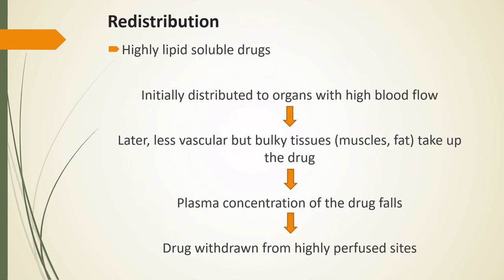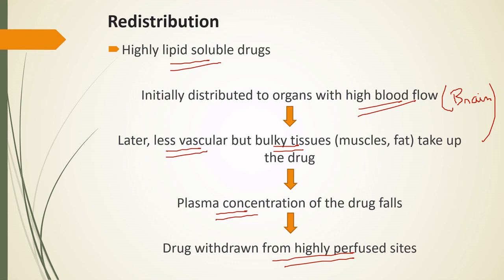Let us now understand the concept of redistribution. Redistribution is specifically seen for the drugs that are highly lipid soluble. Initially those drugs are distributed to the organs which have a high blood flow, such as the brain. Later on, these drugs are distributed to the less vascular but more bulky tissues such as the muscles and the fat. Due to this, the plasma concentration of the drug falls and the drug is withdrawn from the highly perfused sites.